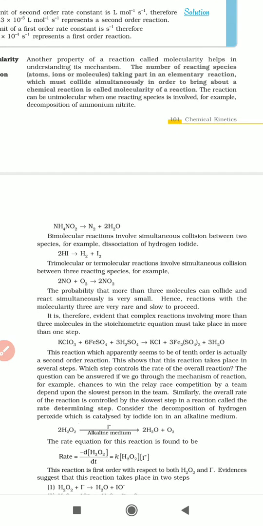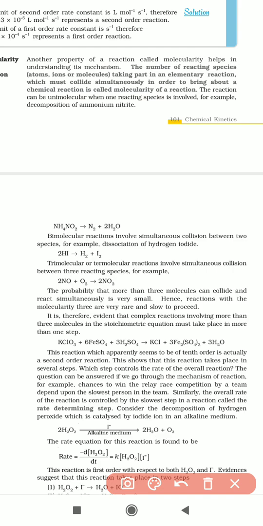What is meant by molecularity? Molecularity stands for the number of reacting species taking part in an elementary reaction. The number of reacting species. Reacting species are nothing but atoms, ions, or molecules, right? The number of reacting species which take part in an elementary reaction is called the molecularity of the reaction.